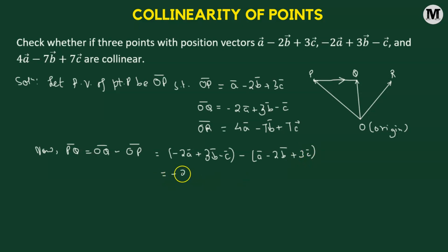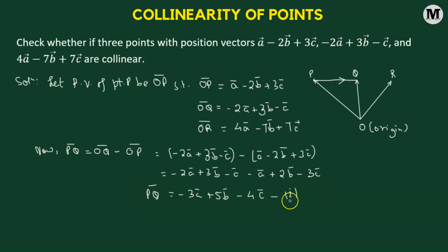This is going to give us negative 2A vector plus 3B vector minus C vector, then we have negative A vector plus 2B vector minus 3C vector. That's going to give us negative 3A vector. So 3B plus 2B will be 5B vector, and negative C vector minus 3C vector will be negative 4C vector. So this is the vector PQ. We're going to label this as number 1.